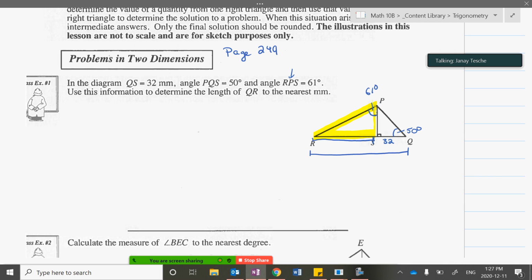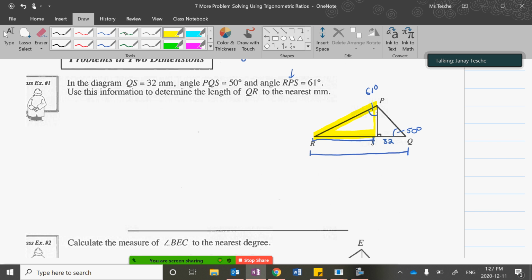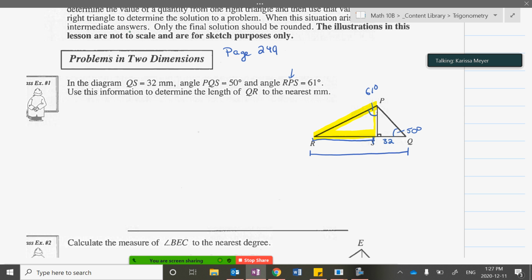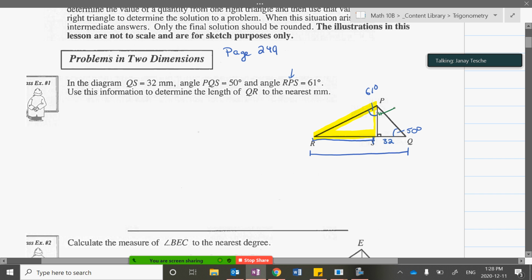Anyone, go off mute, be brave. What second piece of information can I figure out? So what can I solve for? So what's our step 1 in solving this? Yes, we totally could solve for the SPQ angle. Totally. It's not going to be helpful though. I can tell you right away that's going to be 40 degrees because a triangle adds to 180. Knowing that though doesn't help me.